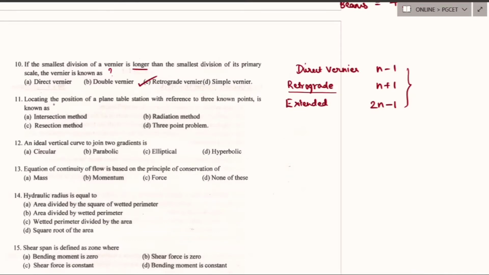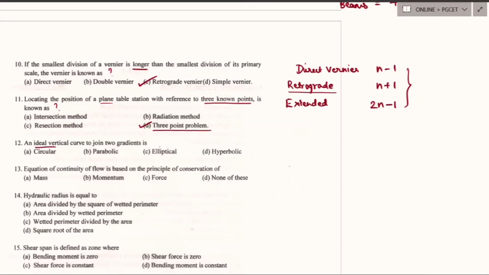Question number 11. Locating the position of plane table with reference to 3 known points is known as. To locate the station occupied by the plane table given by the position of 3 points, it is called as 3-point problem. Option D is the right answer.